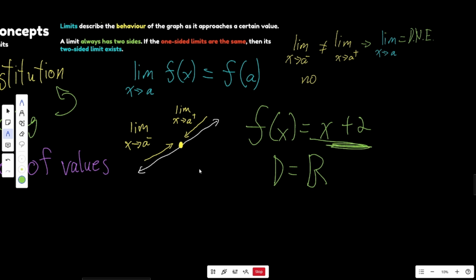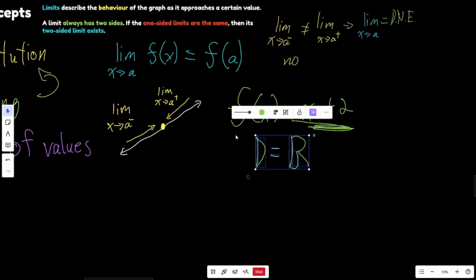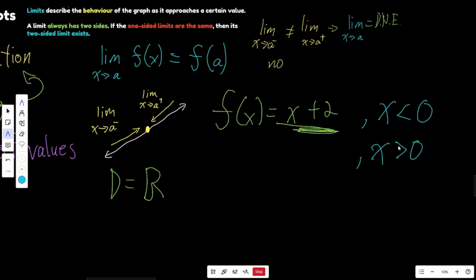Unless, of course, the question states that there is a hole. Sometimes it's not a problem if there's a hole, or it's not a problem as well if, for example, they state that there is a piecewise function. Let's say this function here where it's a polynomial, this is only for when x is less than 0. And when x is greater than 0, we're following a different formula here, which is x minus 2.